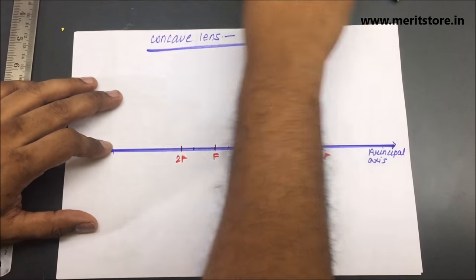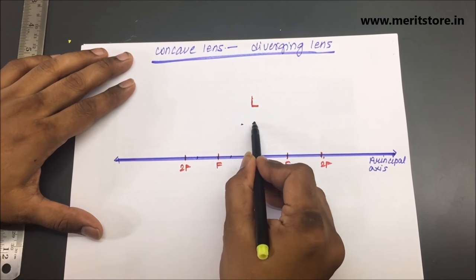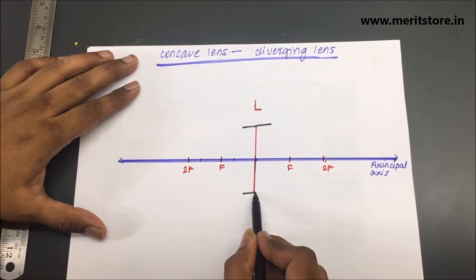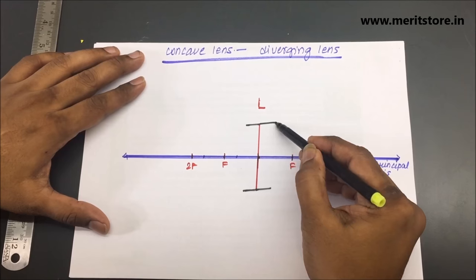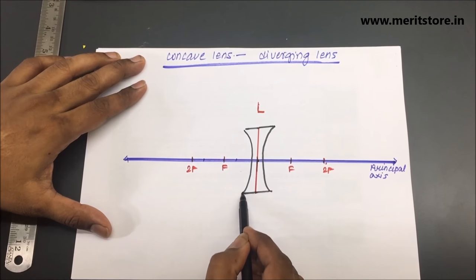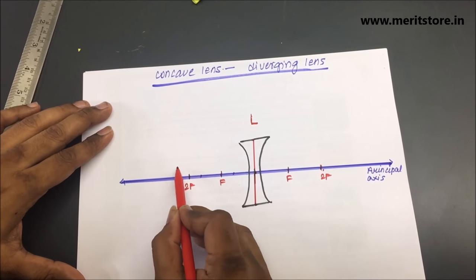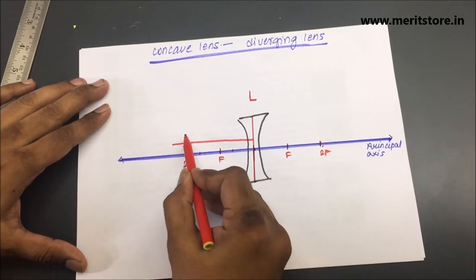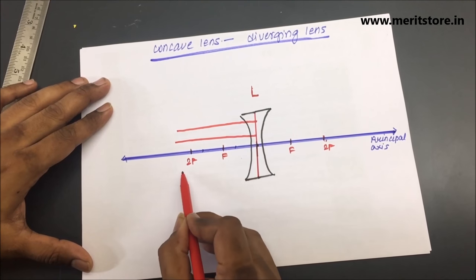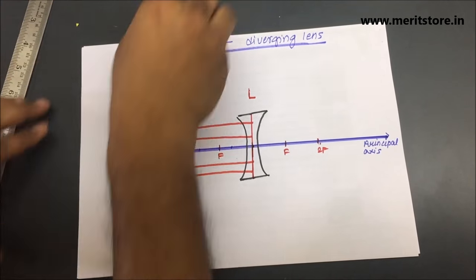Which lens are we drawing? Tell me. Concave lens. So I'm going to take the concave lens and I'm going to draw the concave lens. So this is how I will draw the concave lens. Now, again, I'm going to do the same thing. I'm going to take the very first line above, I'm going to do this. The next line, I'm going to do this. Similarly here and similarly here. Is that okay, guys? Great.